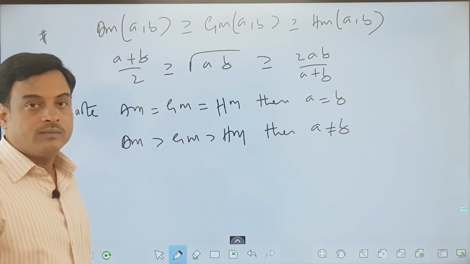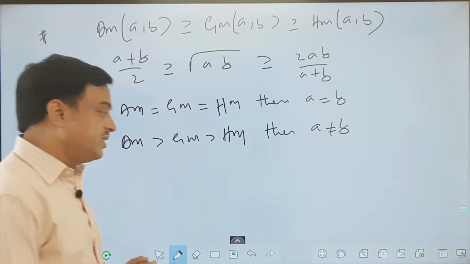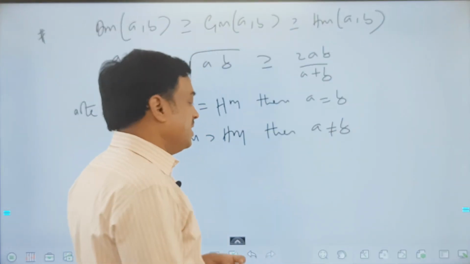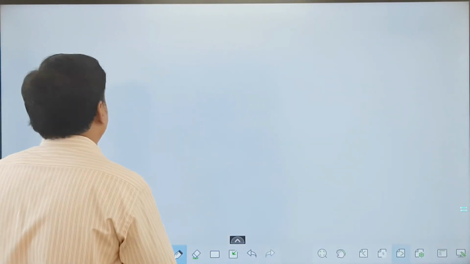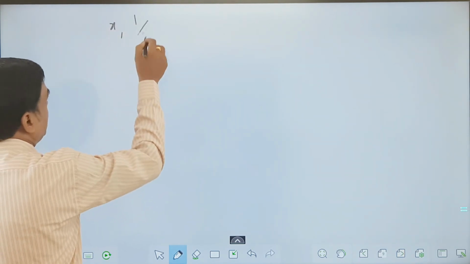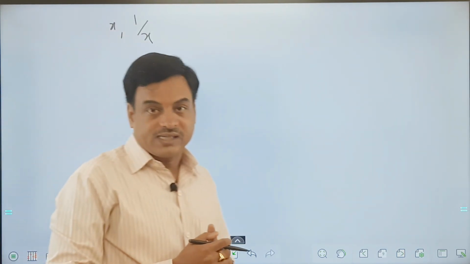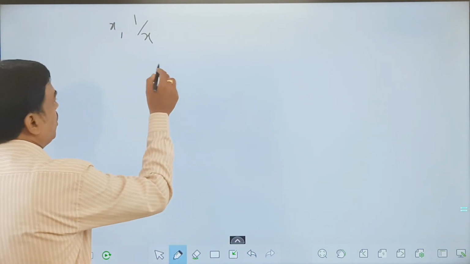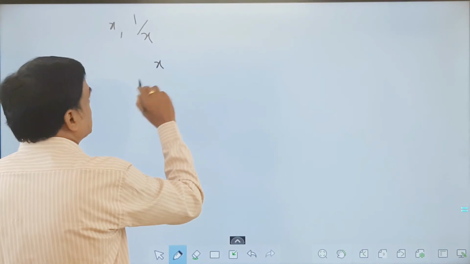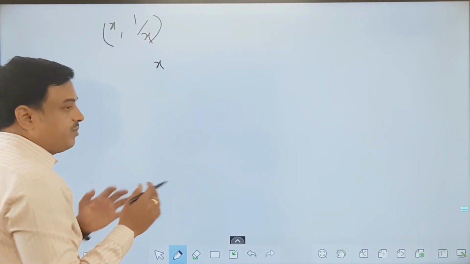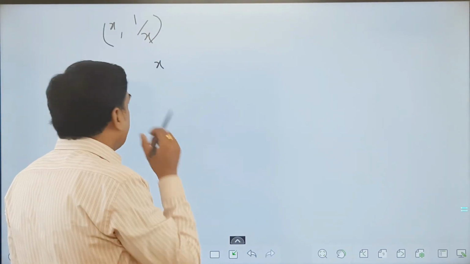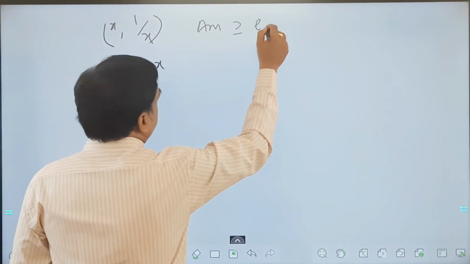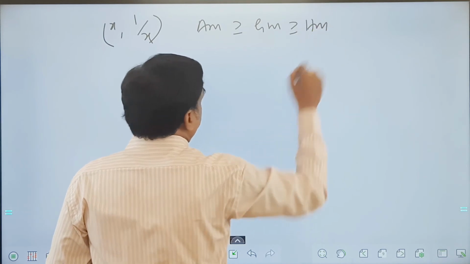Now let us see the use of this, and one of the important questions which has already come in competitive exams. Suppose I am given numbers x and 1 by x, where 1 by x is the reciprocal of x. What will be the value of x plus 1 by x? If I take these two numbers, please try to understand the question here. I know the condition that AM is greater than or equal to GM and GM is greater than or equal to HM. Am I right or wrong?